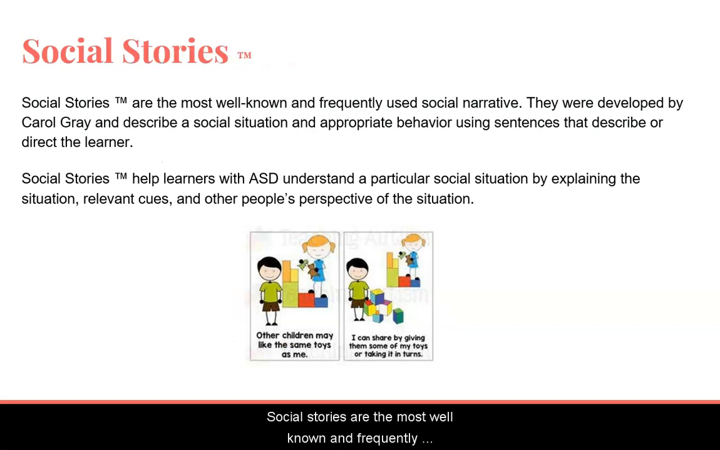Social stories are the most well-known and frequently used social narratives. They were developed by Carol Gray and describe a social situation and appropriate behavior using sentences that describe and direct the learner. Social stories help the learner understand a particular social situation by explaining the situation, pointing out relevant cues, and showing other people's perspective of the situation.